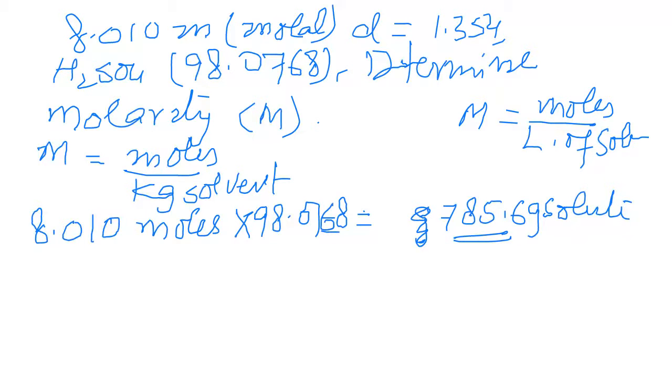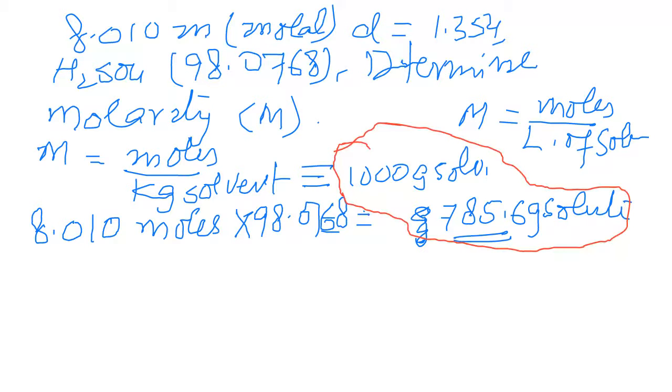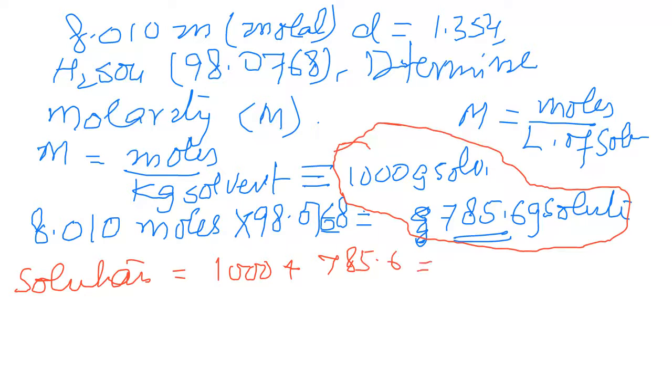And we know how much solvent we have: 1000 gram of solvent, correct? So how do we get the solution? We add them together. The solution is solute plus solvent. So 1000 plus 785.6, then you will get 1785.6 gram of solution.